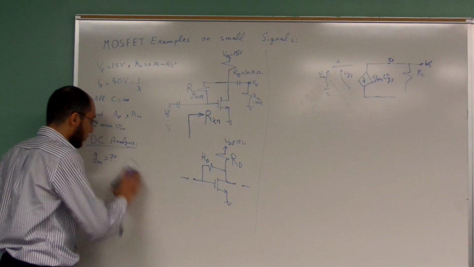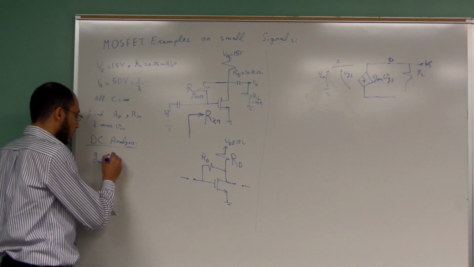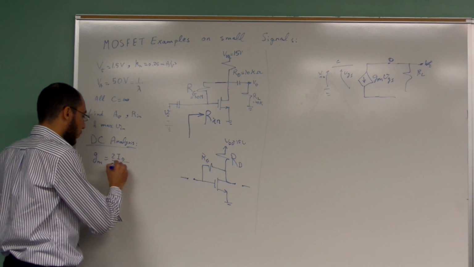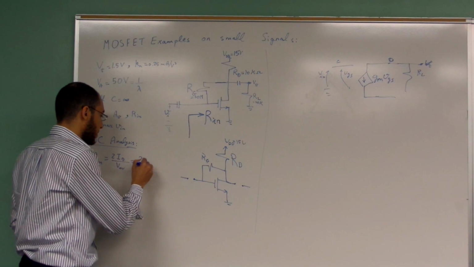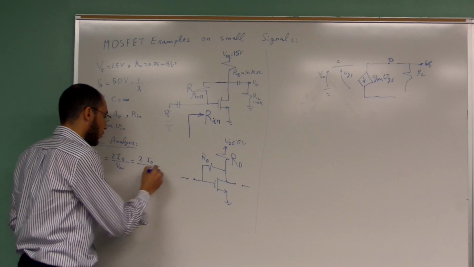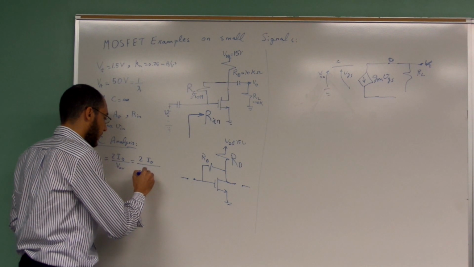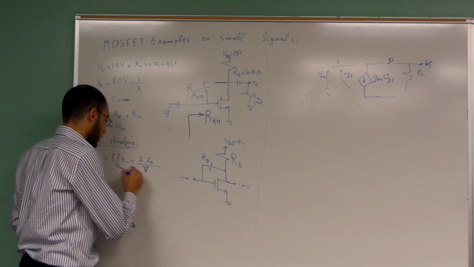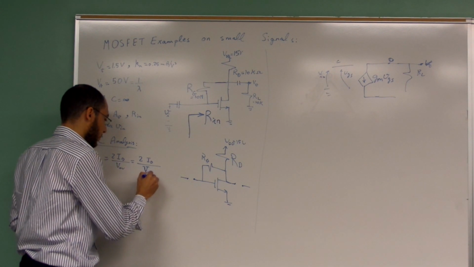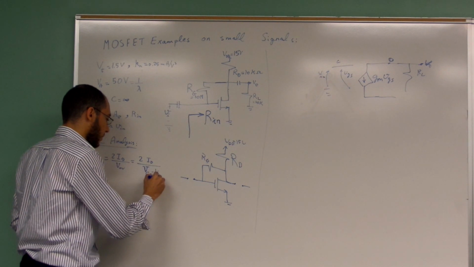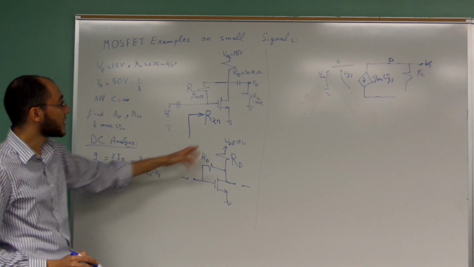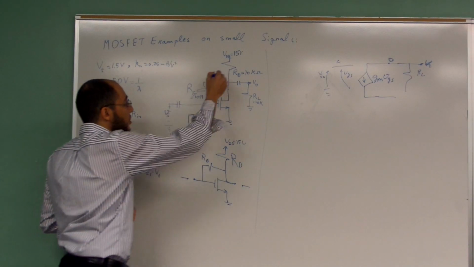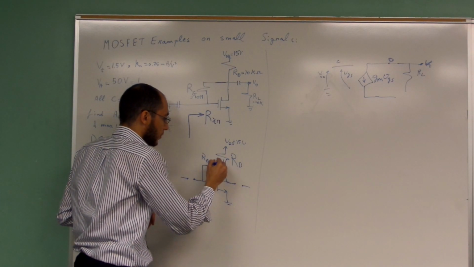What is the value of GM? GM equals twice ID over the overdrive voltage, which is twice ID over VGS minus V threshold. Okay, so I need to calculate the value of ID. What is the drain current? Okay, which is that value.